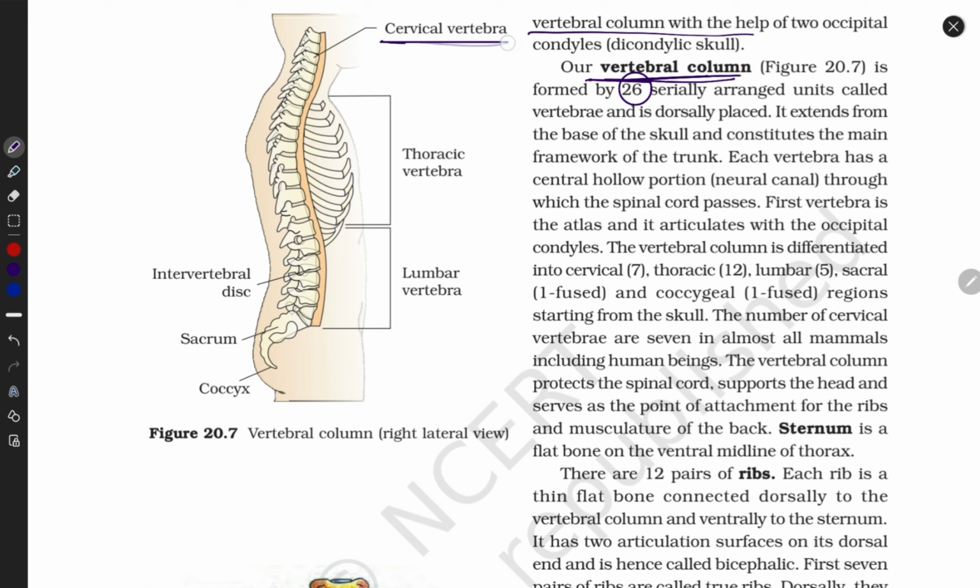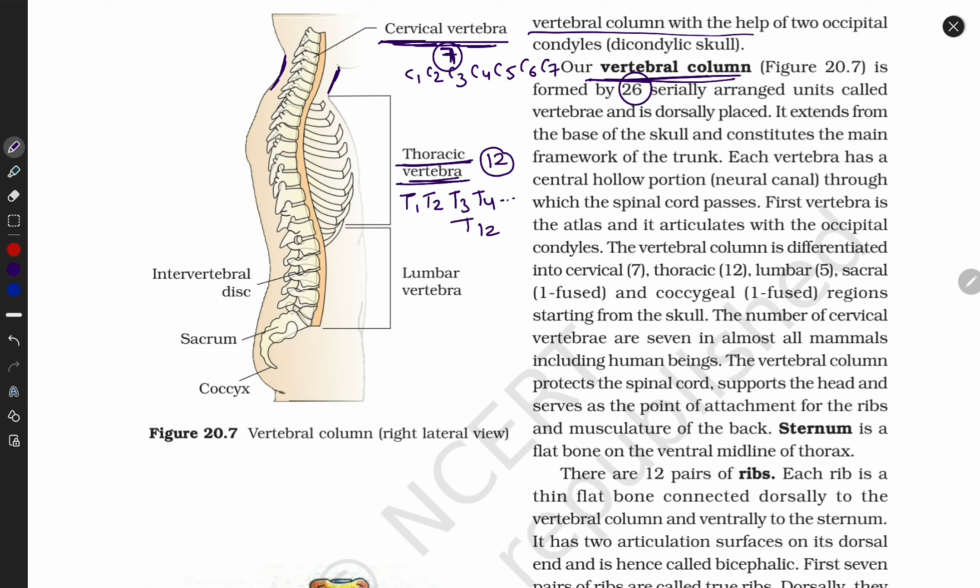The cervical vertebrae are 7 in number. Where are they located? Look here, this is the neck part. They can be written as C1, C2, C3, C4, C5, C6, C7. Clear, guys? Below the cervical vertebrae are the thoracic vertebrae, 12 in number. We write them as T1, T2, T3, T4 and so on till T12. Clear, guys?